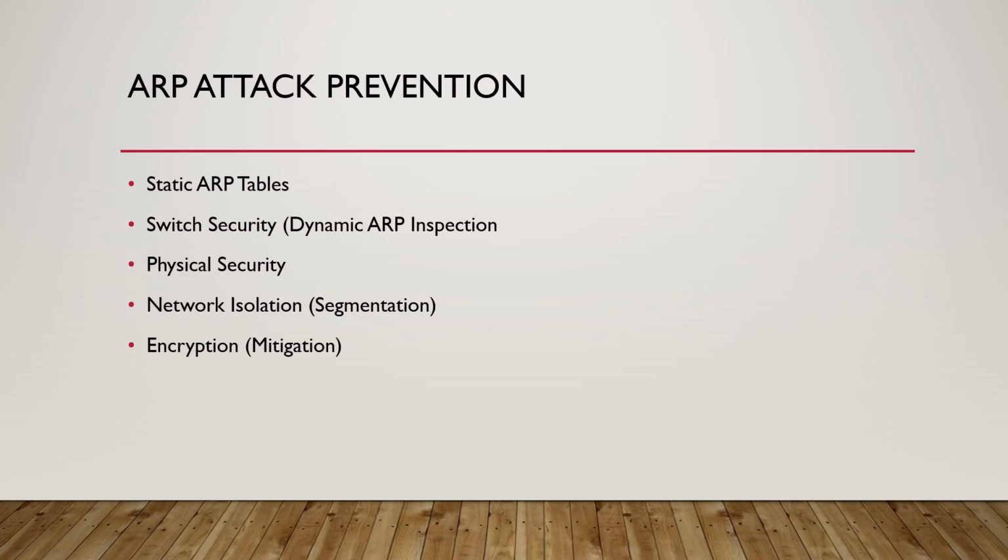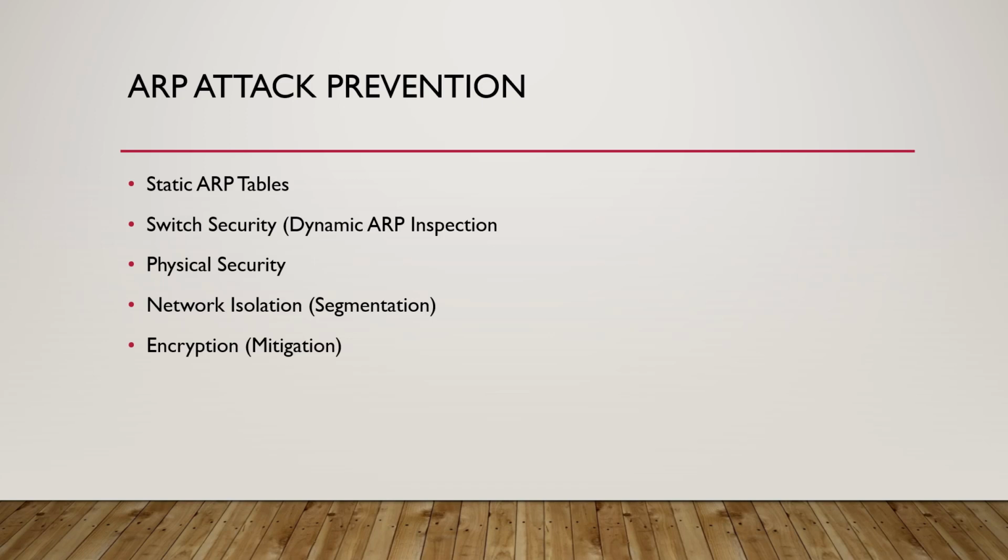Another thing that we can do to mitigate is network isolation. A well-segmented network may be less susceptible to ARP cache poisoning and spoofing, because remember, it can't go past those local area networks, those segments. So by keeping things divided up, you can make things more secure, or at least minimize the effects of the attack. And then lastly, encryption.